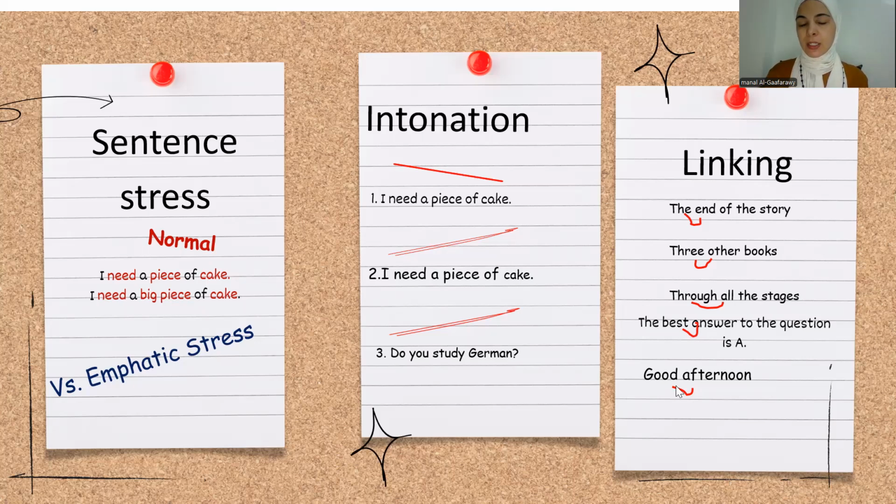Another example is good afternoon. To make it smooth in pronunciation, I link the consonant to the vowel and I say, good afternoon, good afternoon, okay?